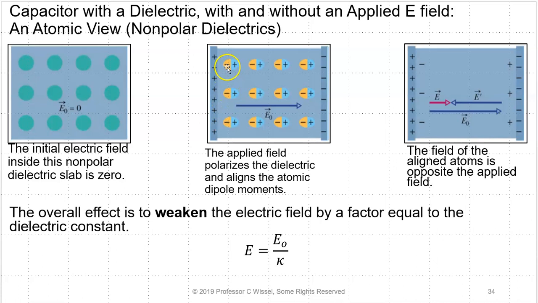Okay, and you can kind of see what's going on here. This negative side will partially cancel that positive, and this positive partially cancels that negative. So the applied field polarizes the dielectric and aligns the atomic dipole moments. The field of the aligned atoms is opposite the applied field. The overall effect, again, is to weaken the electric field by a factor equal to the dielectric constant. So E equals E naught, that's the original electric field, divided by kappa.